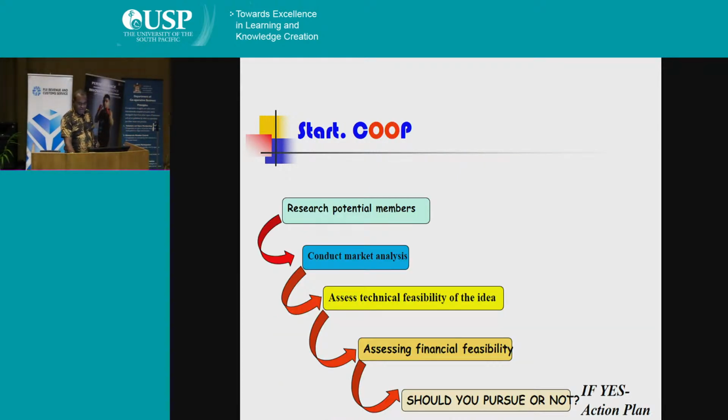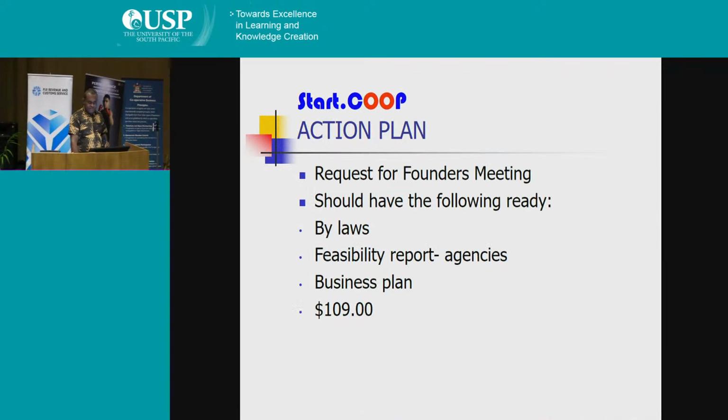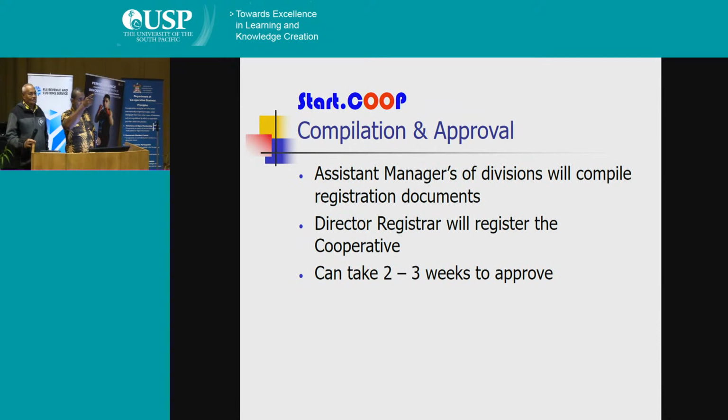Okay, I think I'll stop there. You can read. That's how we registered, the steps: have founders meeting, have bylaws ready, have feasibility report ready, business plan, $109, and you can call me, 951-3544.